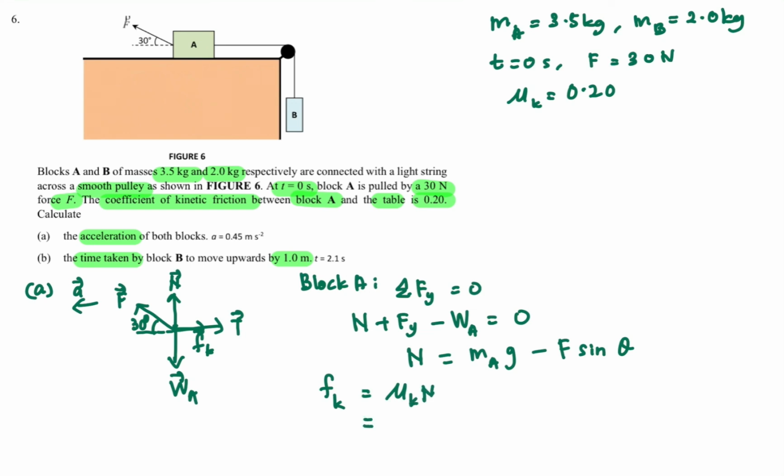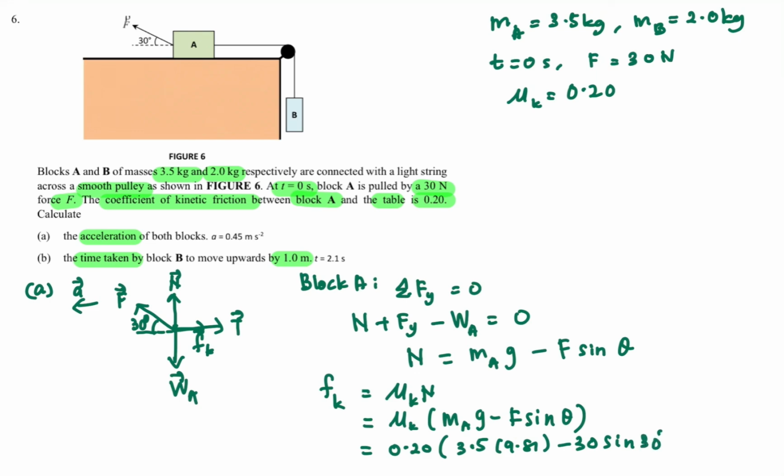Okay, substitute the values. Mu k N is actually mu k times (mAg minus F sine theta), where it will be 0.20 times the mass of A, 3.5, times 9.81 minus F, which is 30 sine 30 degrees. Okay, and we can get here 3.87 Newtons. Okay, this is for block A.